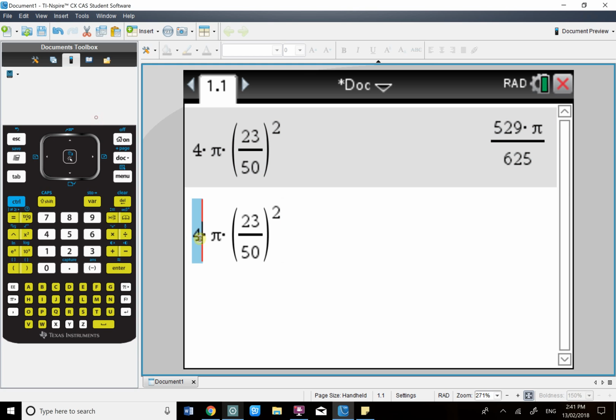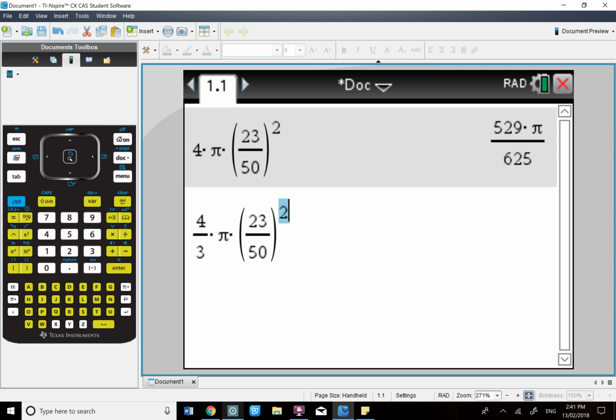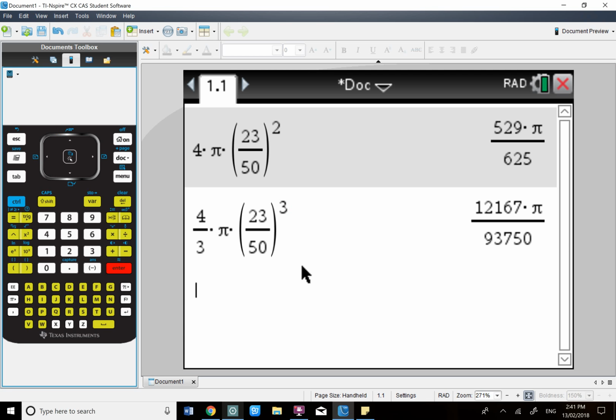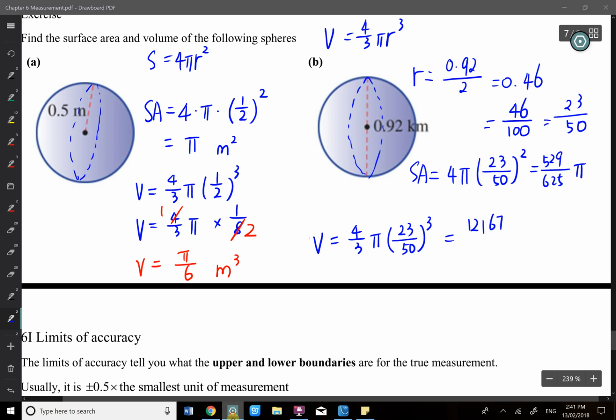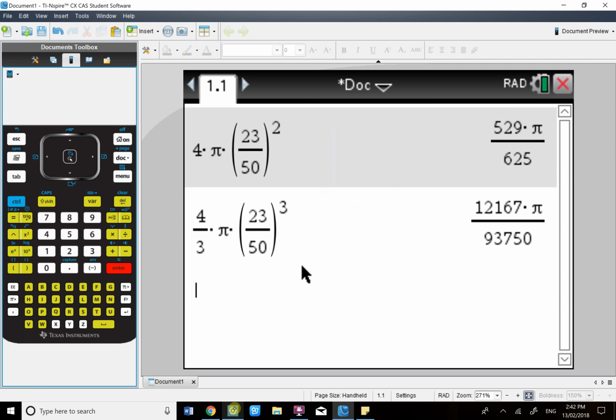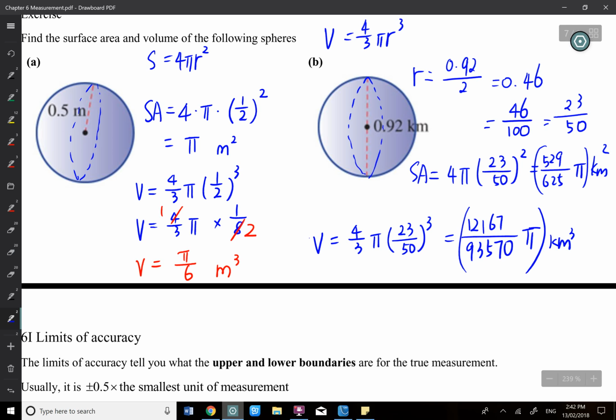Also, I can copy this down and then change this. I can go 4 over 3 pi r cubed. Okay, so that's the volume. 4 over 3 pi r cubed. Okay, I have 12167 over 93750 pi. That's a large value. So kilometer cubed. That's the kilometer squared for the surface area. So that's the volume. Because I want to keep things in exact form, and then I can put that into calculator, give me the exact form.